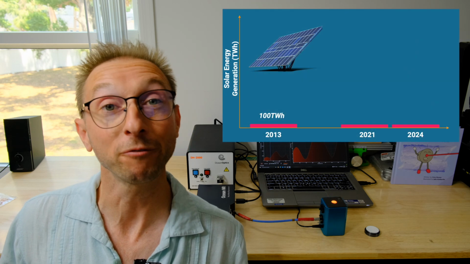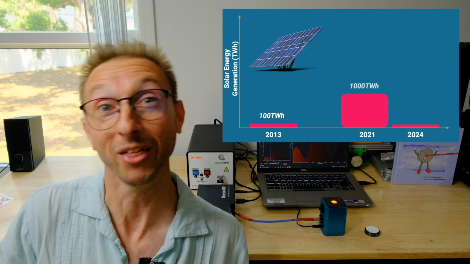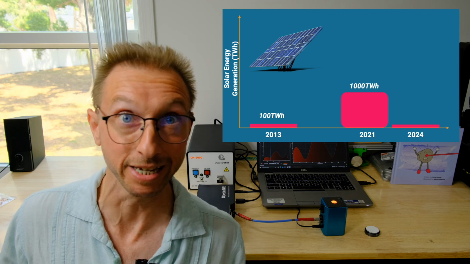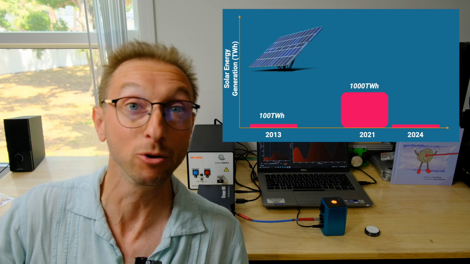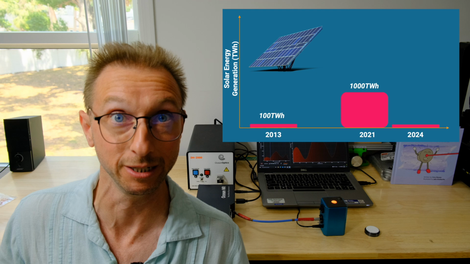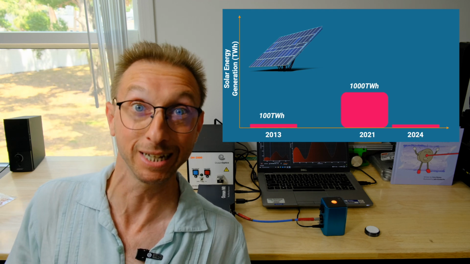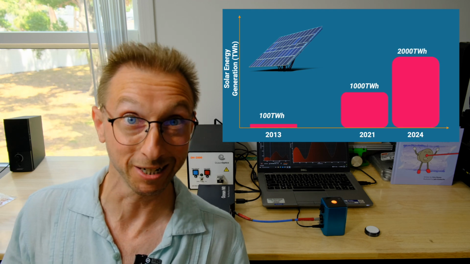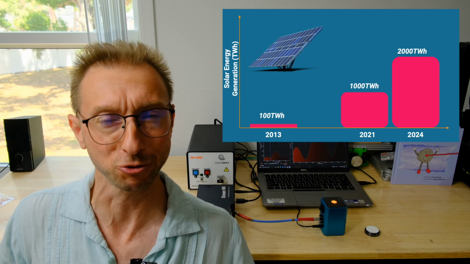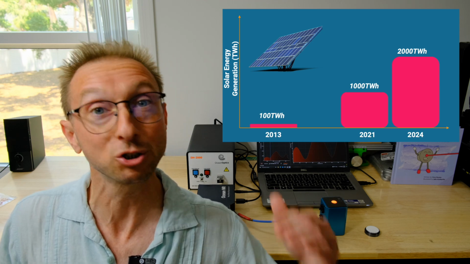So globally speaking, solar energy generation went from 100 terawatt hours to 1,000 terawatt hours in just 8 years. So less than a decade made an order of magnitude jump. It's a pretty big deal, right? But then it went from 1,000 terawatt hours to 2,000 terawatt hours in less than 3 years. So this has been jumping up like crazy.